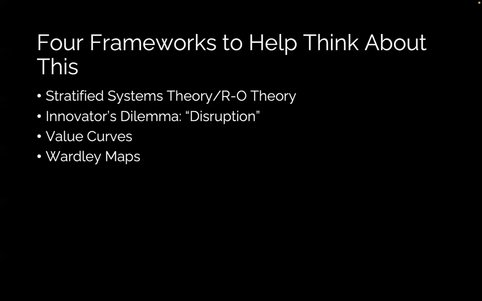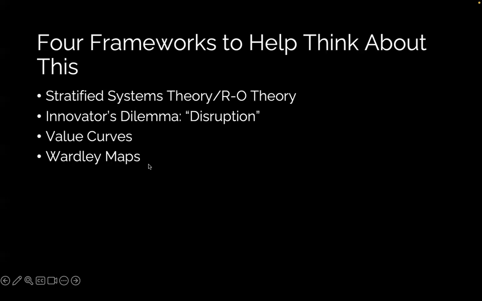Stratified systems theory, otherwise known as requisite organization theory, really looks at how long you can leave somebody alone to do their job. Innovator's dilemma. Some of you may have heard the term disruption. Obviously, this gets used a lot, and a little loosely. There's a very specific thing that Clay Christensen, I want to say 25 or 30 years ago, came up with. Value curves are a good way of analyzing what might be disruption. The final one is a thing called a Wardley Map, and that's a way of looking at the industry and its maturity.